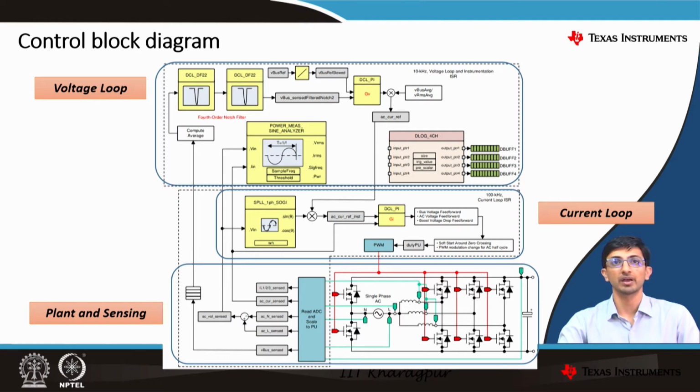The voltage loop has a band reject filter, or a notch filter rather, which will generate ultimately an AC current reference and feed it to the inner current loop. The inner current loop ultimately processes the data and generates the duty cycle required for the PWM and feeds it back to the plant and sensing. This is the overview of the control block diagram of TIDM-02008.